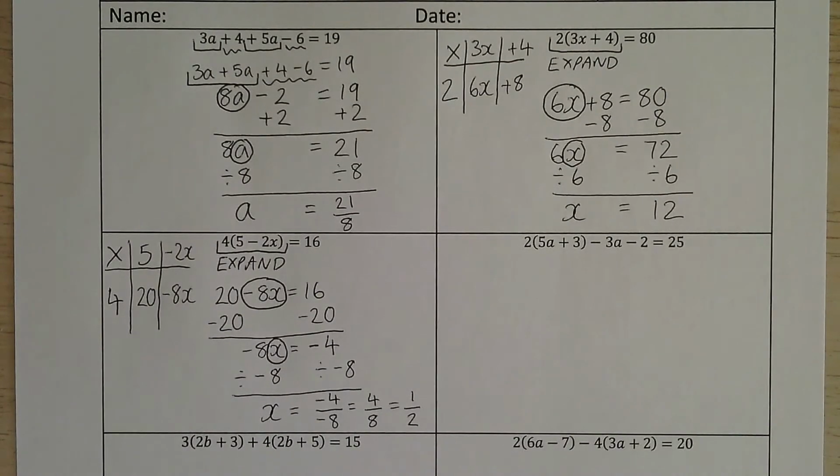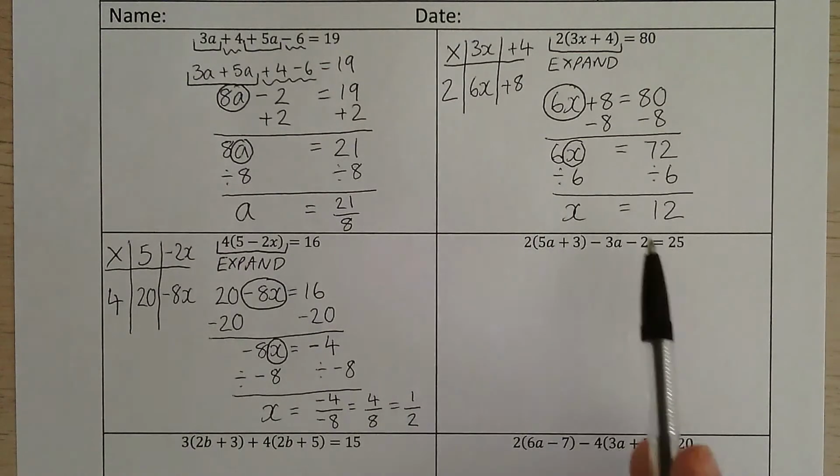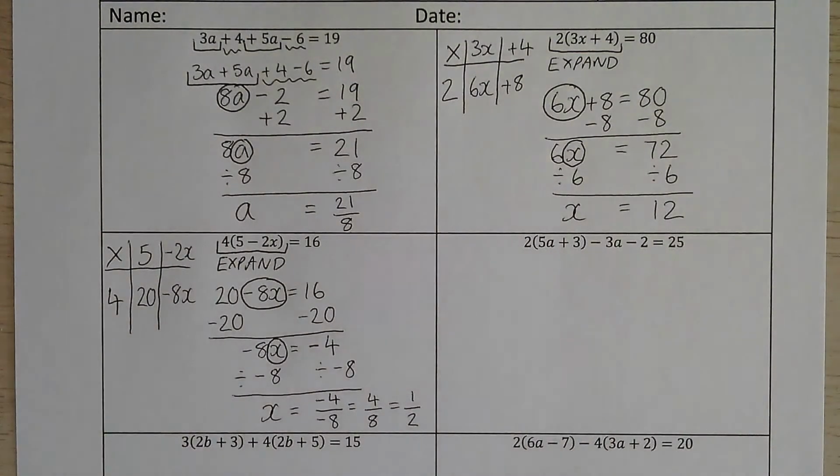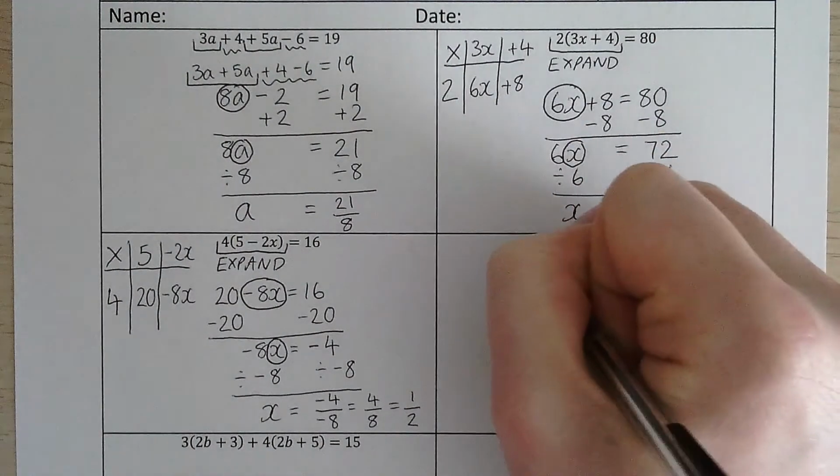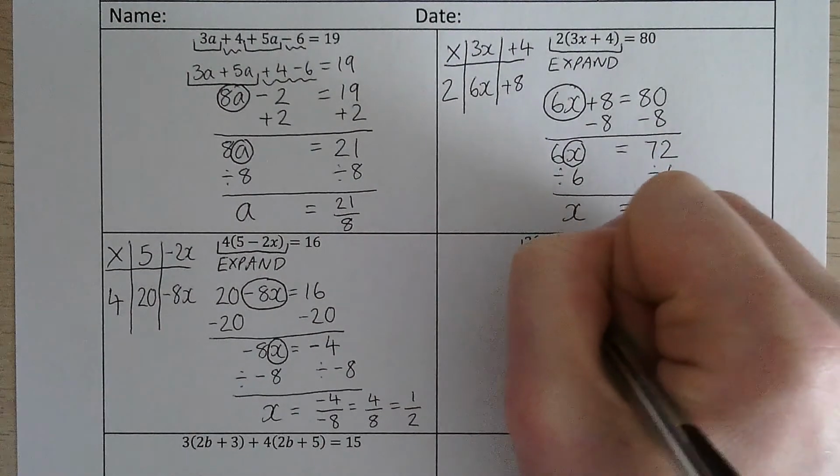On to our next question, and we can start to see that this is really introducing all of the methods that we've learnt so far. We're going to need to expand the bracket, then we're going to have to simplify the terms on the left hand side, and then we're going to have to solve the equation. So we'll start off by expanding the bracket.